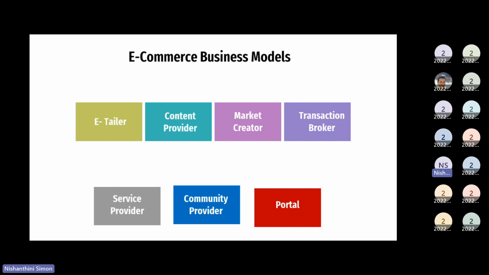Then some businesses are creating a community and providing a community. So community provider. We'll be falling under the community provider. Facebook, yes. Twitter, yeah. Insta, yes. TikTok.